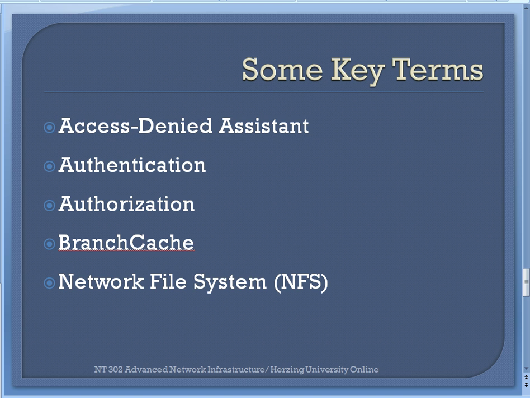Authorization, another important term that you've probably also been introduced to before. That is the process of giving access to an authenticated user. The next term you see here on this slide, branch cache. That's a Windows File Services feature that speeds up access to information for branch offices. Information or data is cached locally for easier access, as opposed to having to access the information directly from the home office or over a WAN connection.